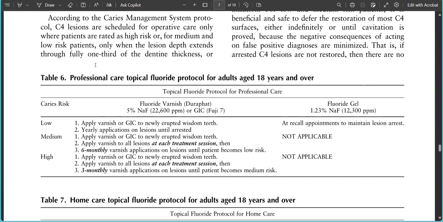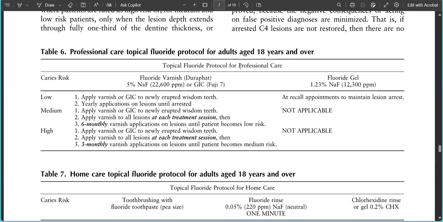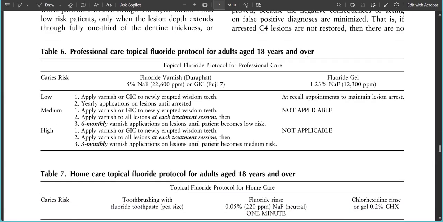All right, then what topical fluoride protocols can we use for adults aged 18 and over? We can do either fluoride varnish, which is Duraphat, or GIC Fuji 7, or the fluoride gel. For the low risk patient, apply varnish or GIC to newly erupted wisdom teeth, then a yearly application on lesions until arrested. So for the low risk patient, we can just put this topical fluoride, and fluoride gel is recommended at recall appointments to maintain the lesion as arrested.